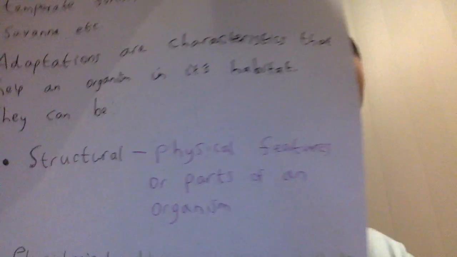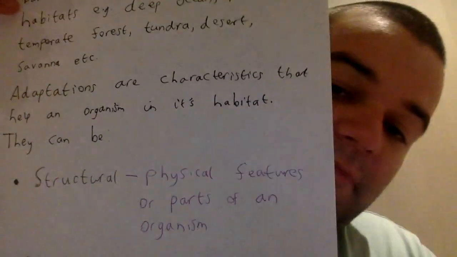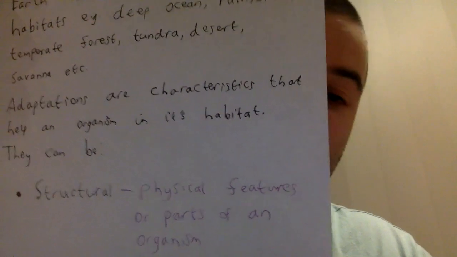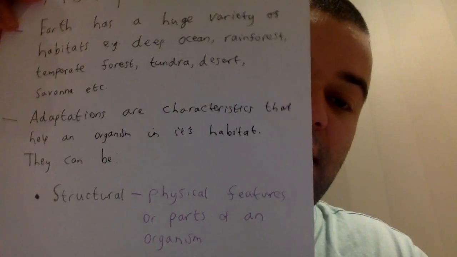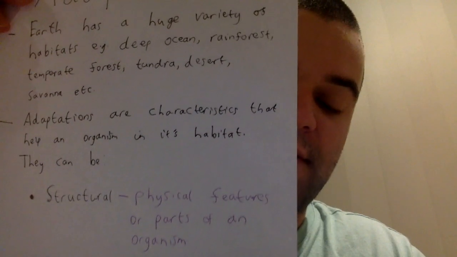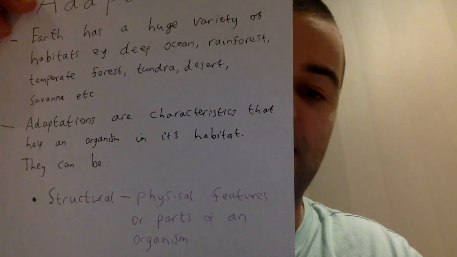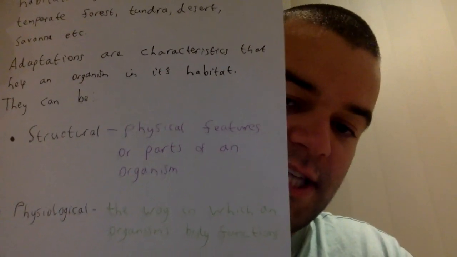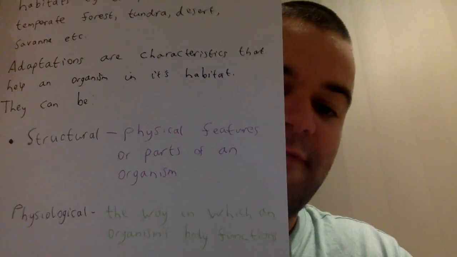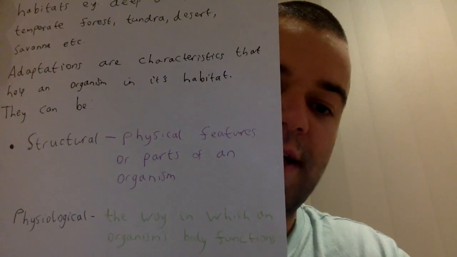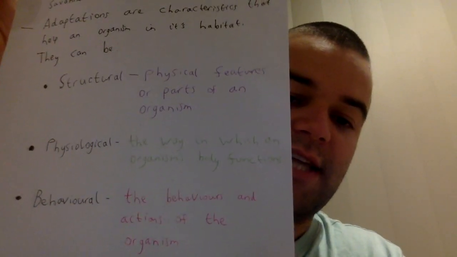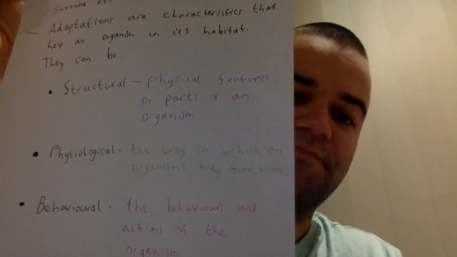So when we look at adaptations, we can talk about them being structural. A structural adaptation would be a physical feature or part of an organism, okay? So something the organism has, part of its body shape that lets it survive in its habitat. There are also physiological features, so the way in which the organism's body functions, something about the internal workings of the body and how it works. And finally, we've got behavioural, so the behaviours and actions of the organism, okay?